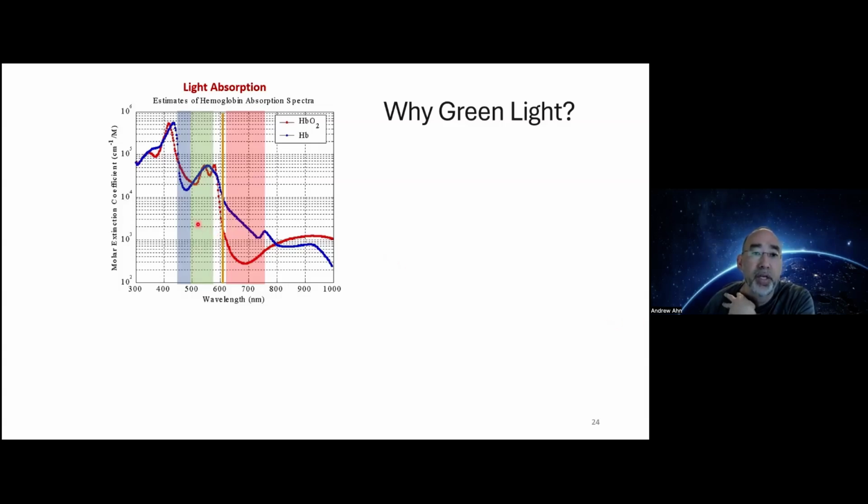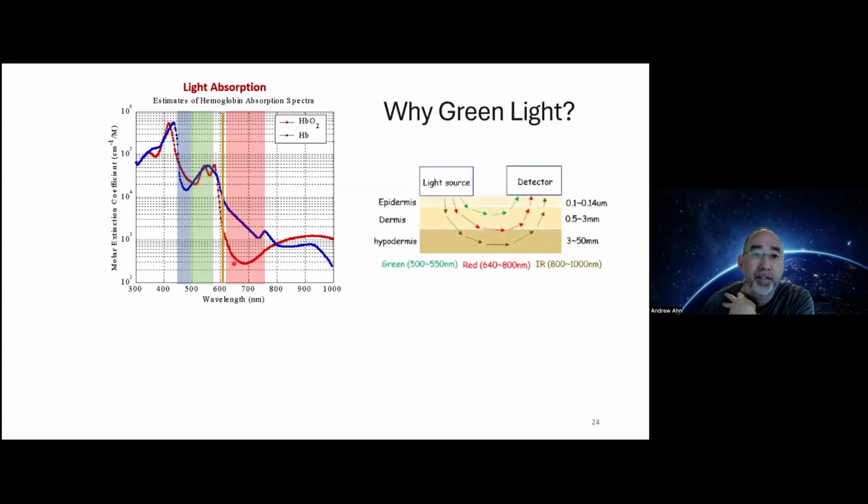And so you can see here that there's a high amount of hemoglobin absorption of green light compared to the red. And the other thing is that scatter of the green light is low enough to go to the capillaries of the upper dermis, but high enough to allow a shorter path length between the source and the detector. And remember the Beer-Lambert law showing the exponential attenuation of light. A shorter path length would allow less need for a higher light intensity.